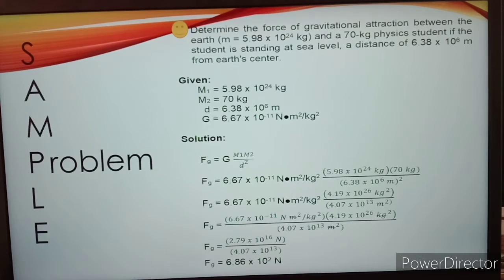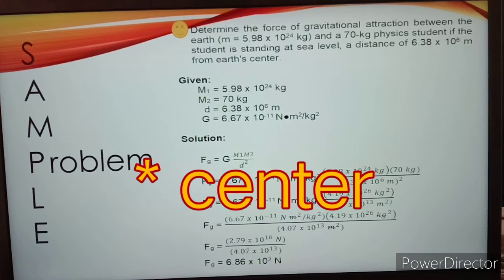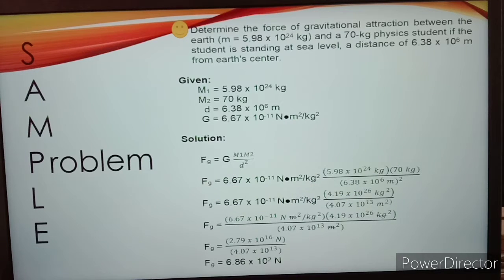And we have here a sample word problem. Determine the force of gravitational attraction between the Earth, which has a mass of 5.98 times 10 raised to 24 kilograms, and a 70 kilogram physics student if the student is standing at sea level, a distance of 6.38 times 10 raised to 6 meters from the Earth's center. So in this word problem, we need to find the gravitational force.